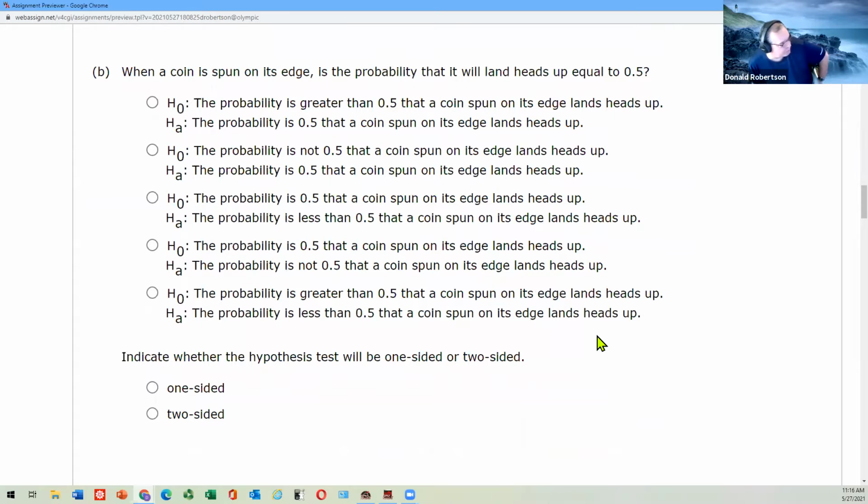Okay, when a coin is spun on its edge, the probability that it will land heads up is equal to 0.5. Okay, I had a lot of trouble with this one, so I just looked up their answer, and they said it was this one. The probability is 0.5 that it's spun on its edge and it lands heads up. Oh, okay. They just said it's 0.5 or it's something different. So that's a two-sided one. Okay, makes sense now.